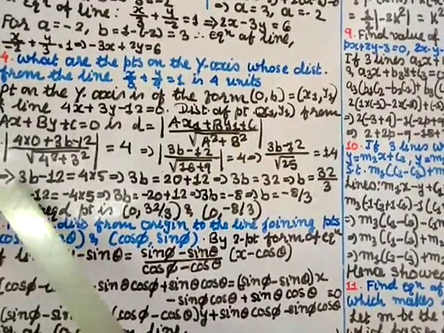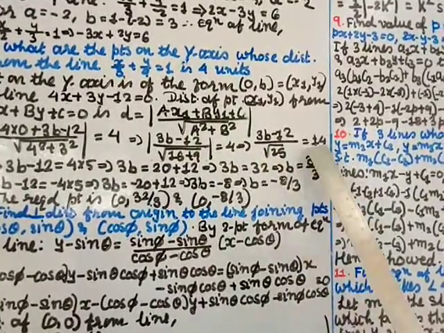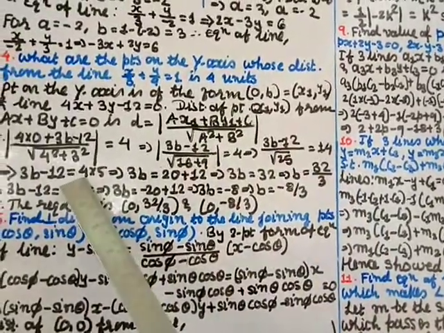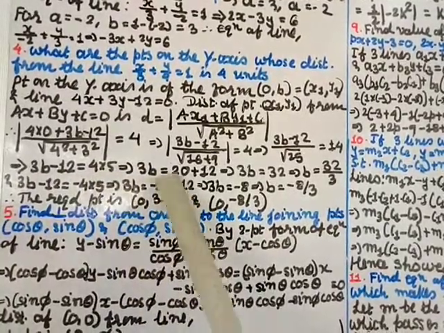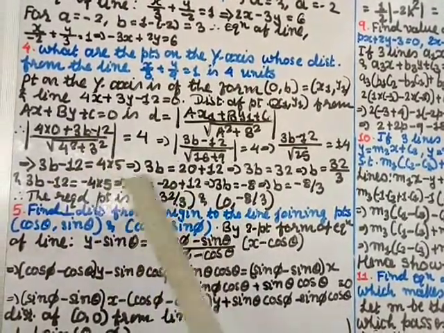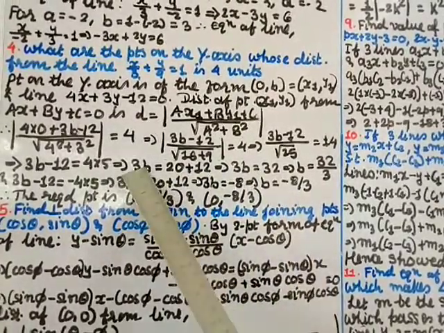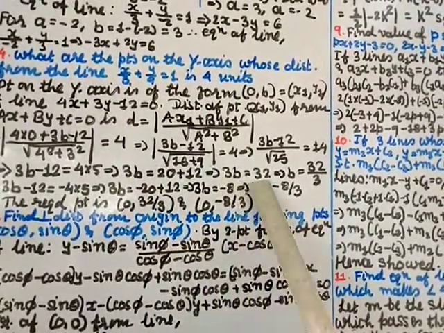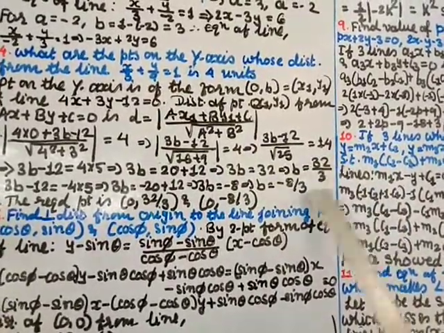So 3b minus 12, this square root of 25 is 5, then you transfer and multiply with 4. I am taking first plus 4. So here 3b equal to 4 into 5 is 20, minus 12 if you transfer over here becomes plus 12. So here 20 plus 12 gives you 32 and this side is 3b. Cut by 3, so you get b equal to 32 by 3. Okay, you cannot cut it, so just write 32 by 3.